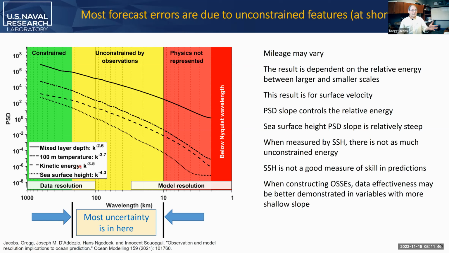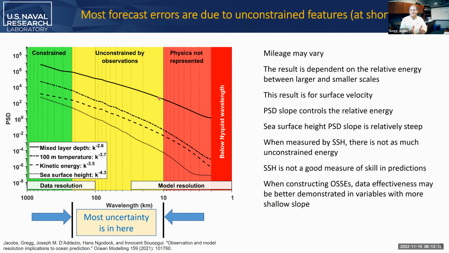Surface kinetic energy is the surface velocity. 100-meter temperature is similar, so we'd expect similar results for that. Sea surface height has a much steeper slope, so there's going to be much less energy in the small scales for sea surface height, so you may get a different number. Mixed layer depth from that animation on the first slide has a much shallower slope, so there's much more energy in the unconstrained scales there.